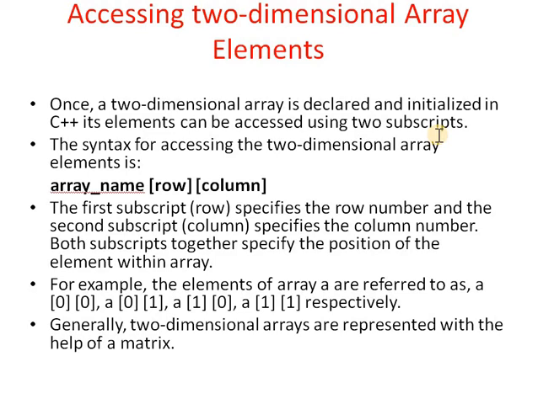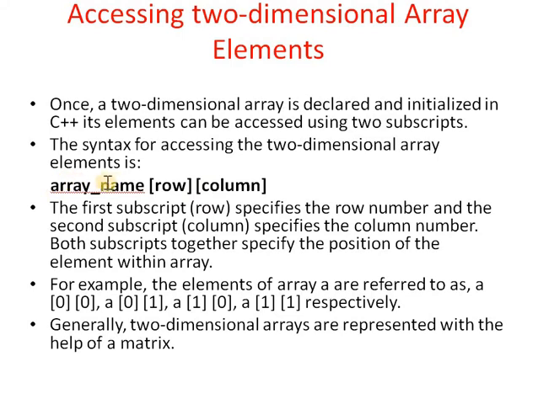Before accessing the elements of the array, first we want to declare or initialize that particular array. After declaration and initialization, C++ provides the mechanism for accessing the array elements. For a single-dimensional array, we want to specify the array name and only one subscript value for accessing the array elements. But in the two-dimensional array, we want to specify two subscripts, two index values.